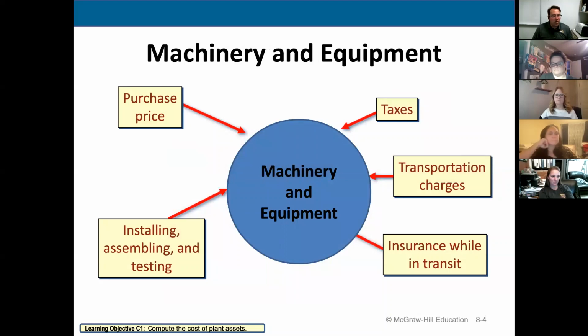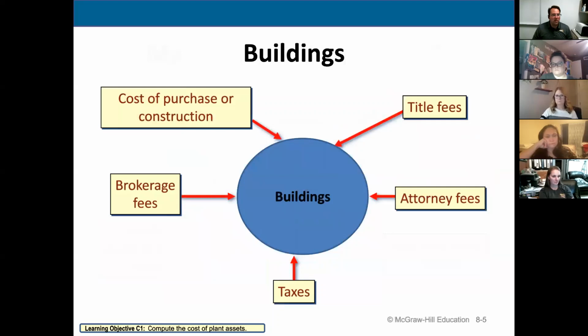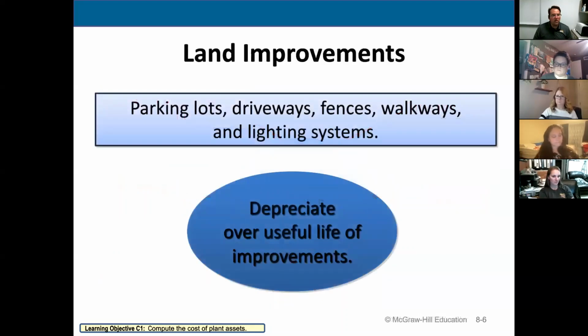So common things that go into machinery and equipment: the purchase price, the taxes on the purchase price, the transportation, the insurance while in transit, and the installation, assembly, and testing. So kind of all the things I just said, but I have a slide for it. Buildings, again, the cost of construction, any brokerage fees, title fees, attorney fees, taxes, we would consider all of those part of the cost of acquiring a building.